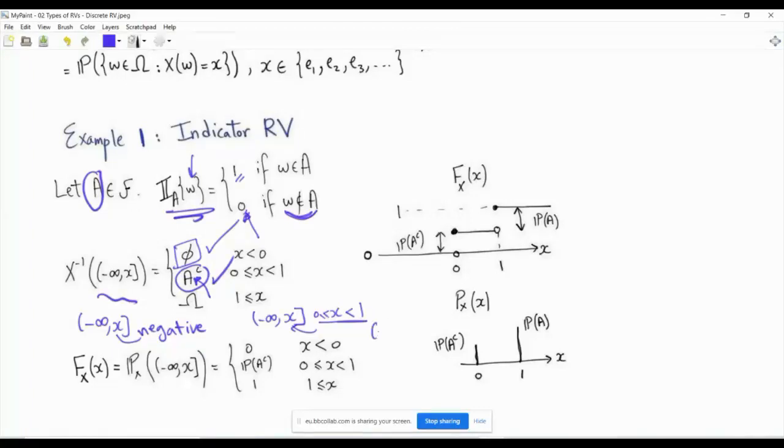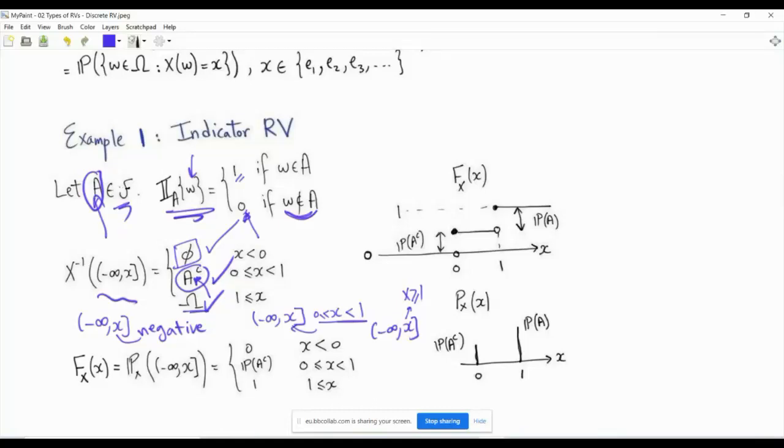What if now you investigate the intervals and x is greater than or equal to 1? What are the elements in big omega that are mapped to any number that is 1 or more? Well, everything, because everything is just mapped to 0 and 1. So the pre-image will be big omega, and big omega by definition is part of any sigma algebra. So this is a measurable set. And you can see here why A should be in the sigma algebra. If A is not, then A complement may not be in our collection of subsets.